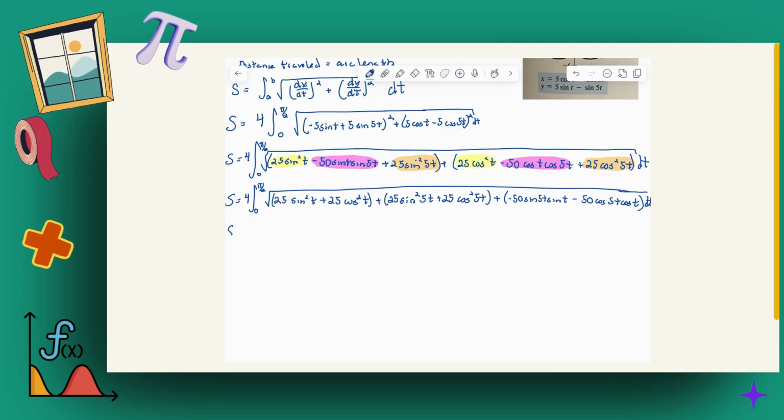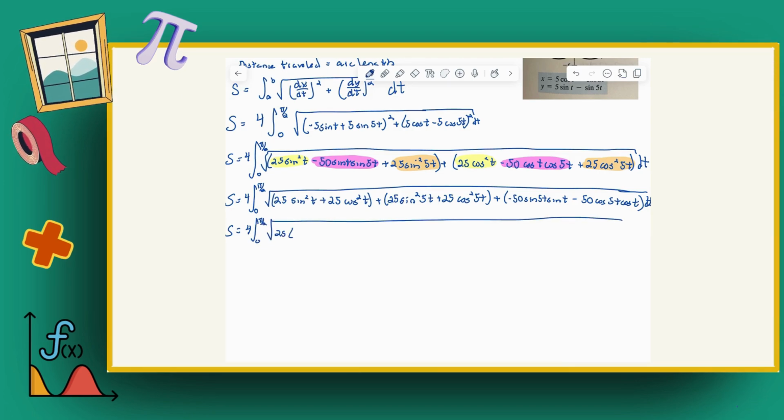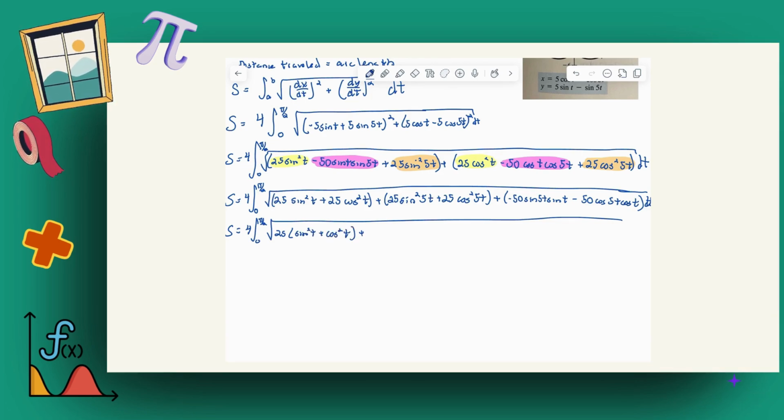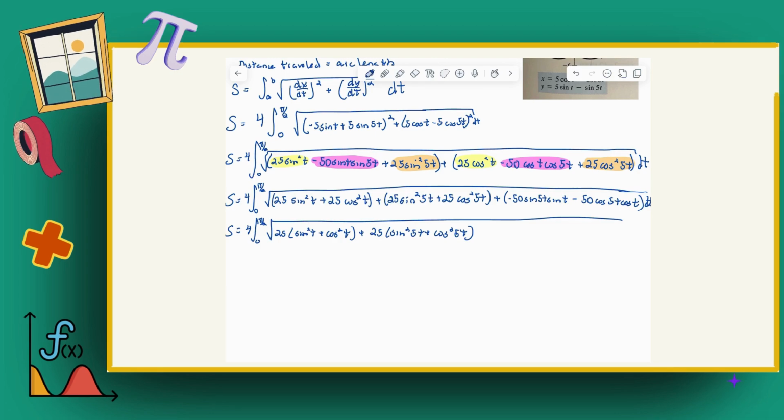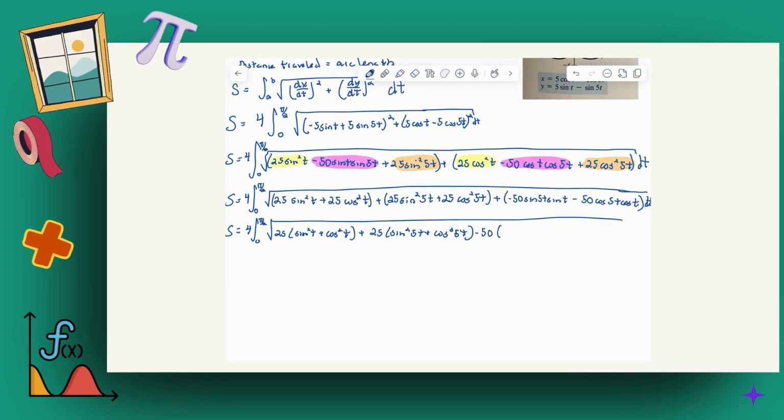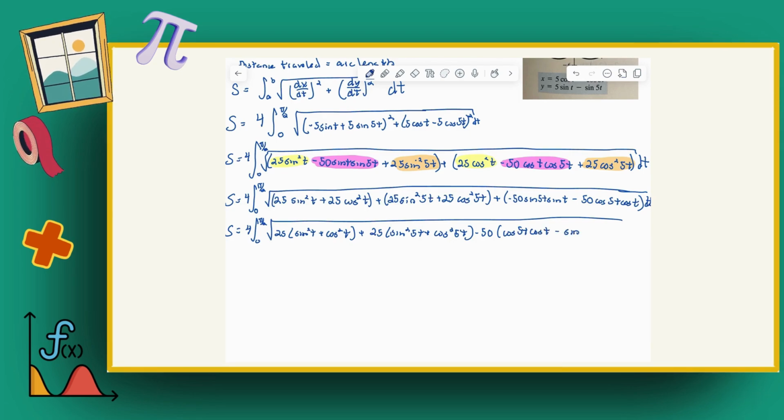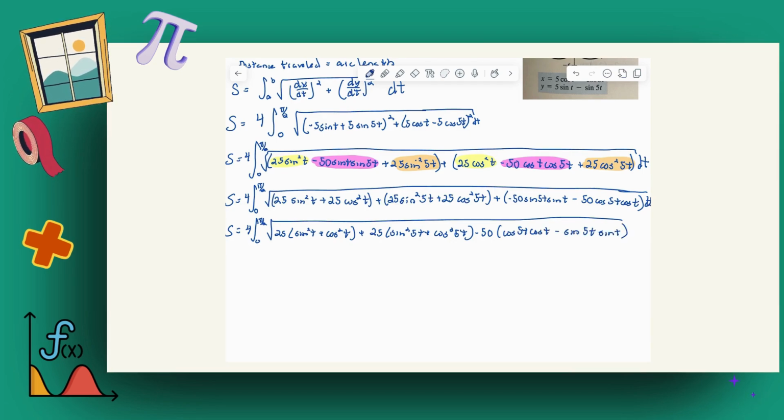Continue to work on simplifying. We're going to factor out the GCF of 25 from that first group of parentheses to get 25 times sine squared t plus cosine squared t. And I'm going to do the same thing, factor out the GCF of 25 from the second set of parentheses to get sine squared 5t plus cosine squared 5t. And then on this one, I'm just going to factor out the negative 50. And I'm going to write my cosine term first, so it better matches the difference formula for cosine.